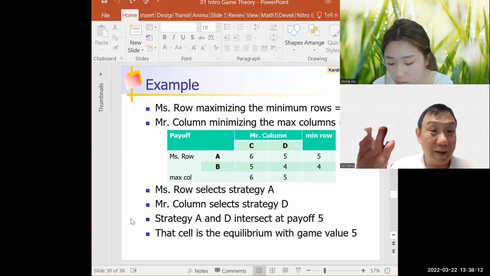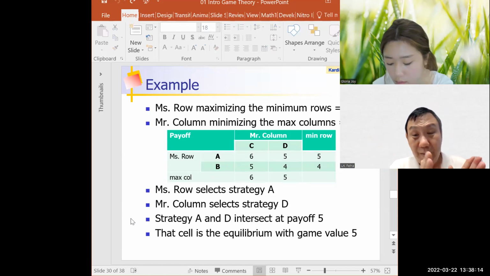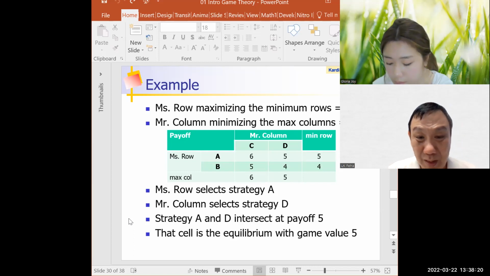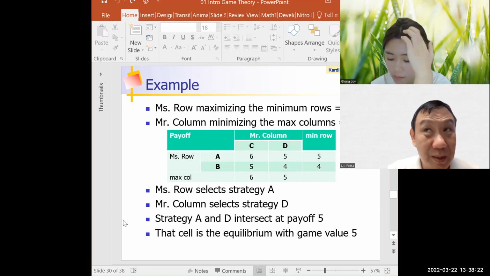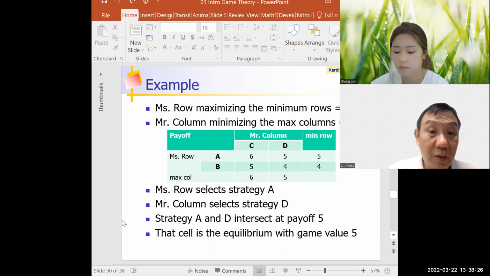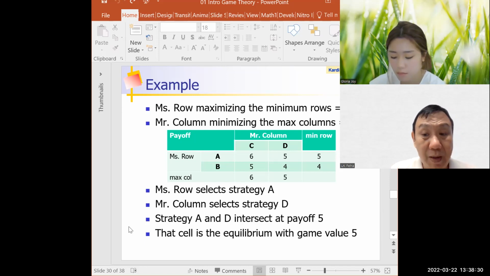So very simple, right? Just maximin and minimax. A zero-sum game is just maximin and minimax. In fact, maximin is exactly the same as minimax. In a zero-sum game, maximin will be exactly the same as minimax, which is the same as the game value.